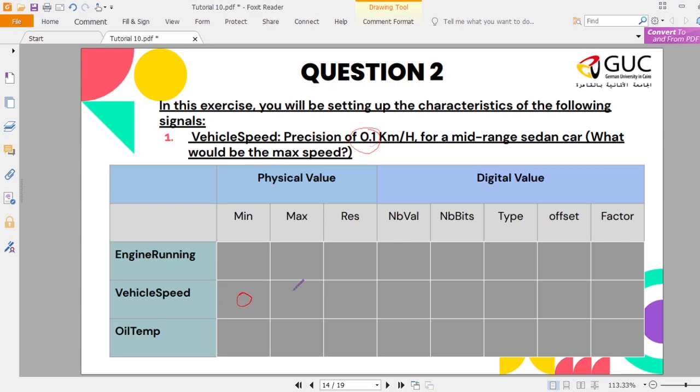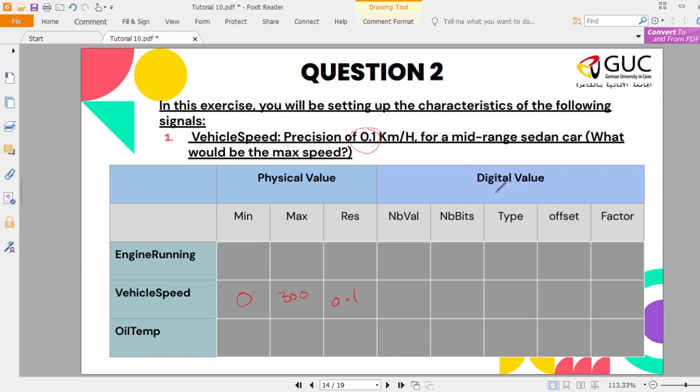So the maximum speed, the doctor said that we will be having a maximum physical value of 300. It's really a super car for a mid-range sedan car. Okay, cool. We will just stick with the 300. And then our resolution, as it says, is 0.1. That's cool. So the physical value, we get the information from the information given.